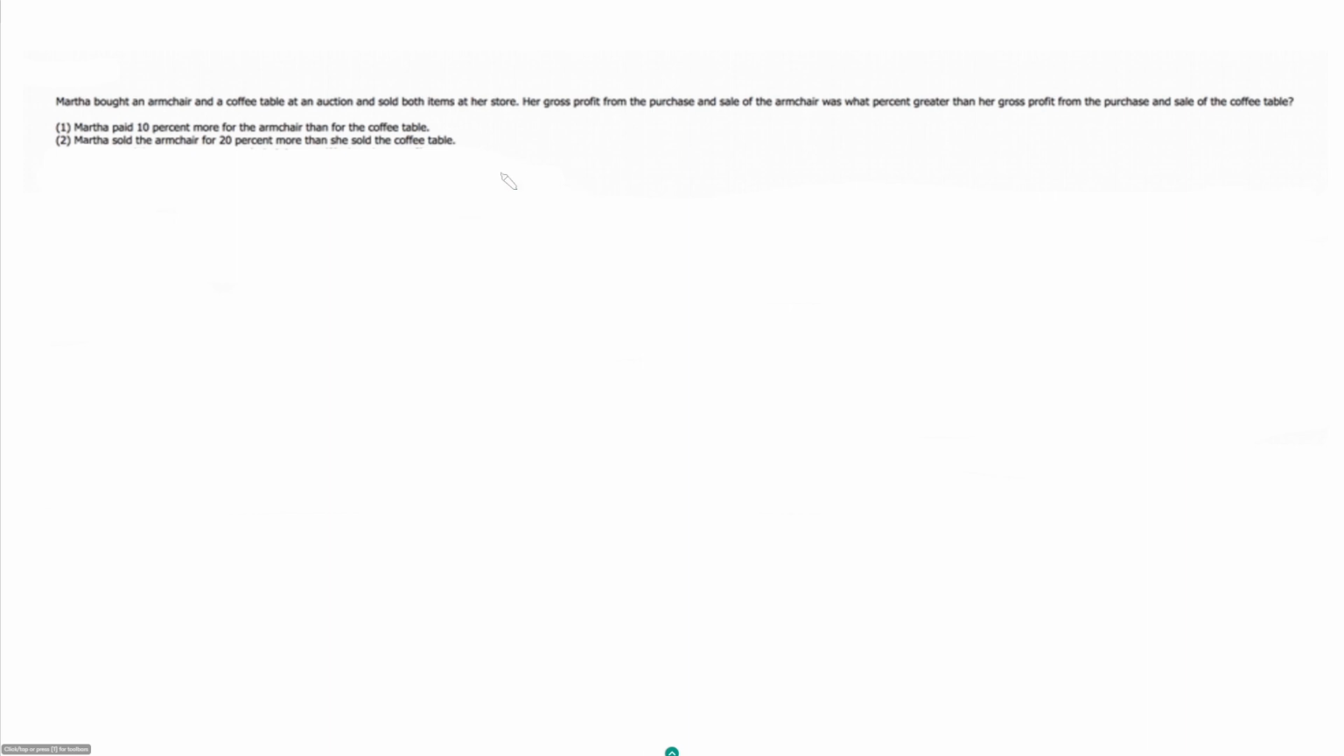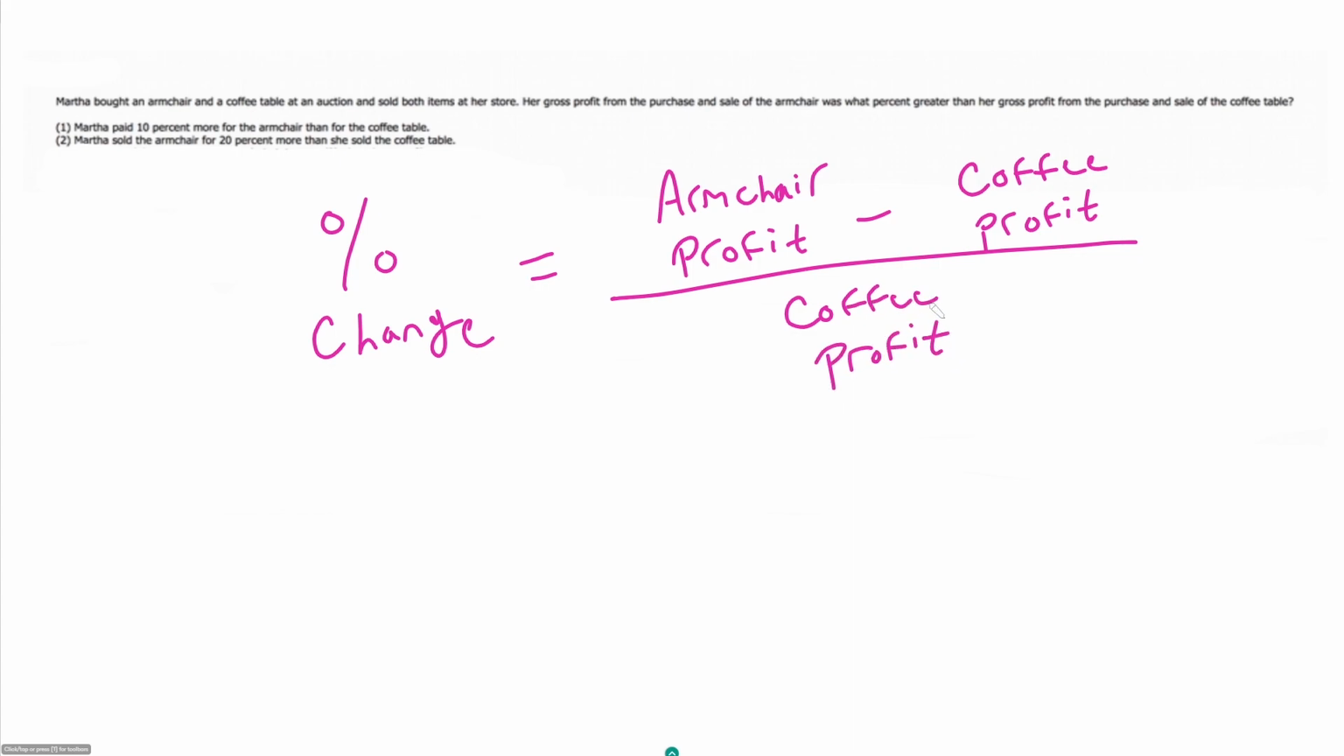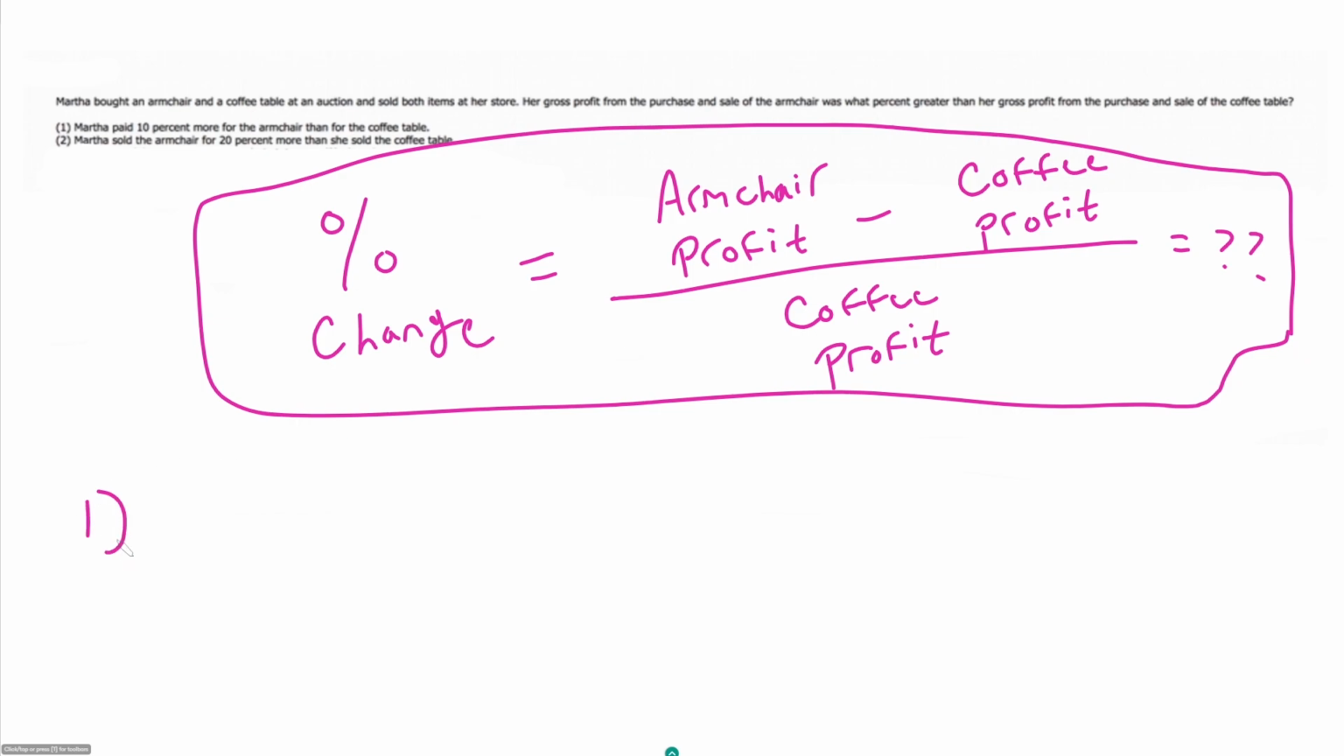Pretty much just a question, but we're looking for a percent change, and we're looking at the percent difference in the profit from the armchair and the profit from the coffee table. And so therefore our percent change will be our armchair profit minus the coffee table profit, all over our coffee table profit. And basically that's all we are given. Just a question. So let's look at our statements.